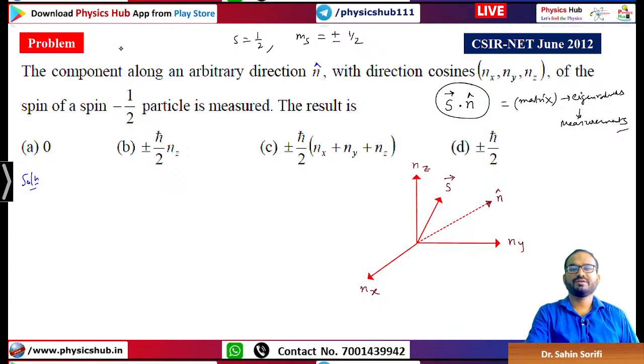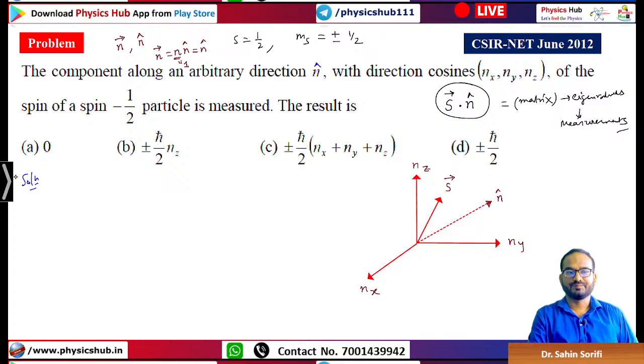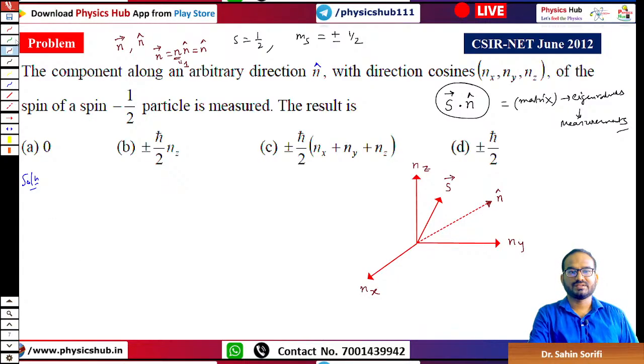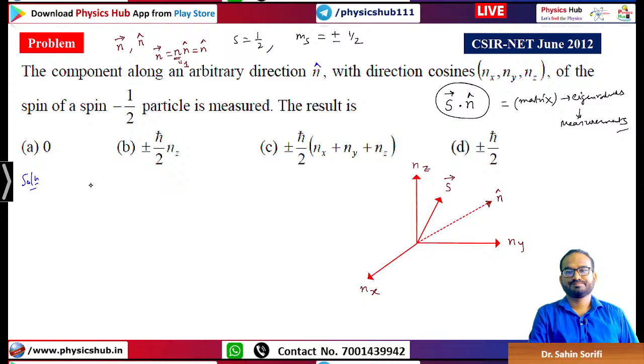When I am talking about a unit vector, writing n and writing n cap make no difference. Because if n is a unit vector, its magnitude is unity and its direction is n cap. So n and n cap are the same. Try to follow what I am doing here in this problem. You have to find the component along any arbitrary direction n cap. So it is S dot n cap.